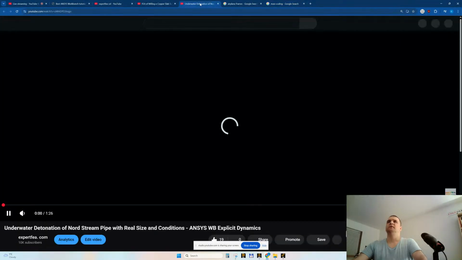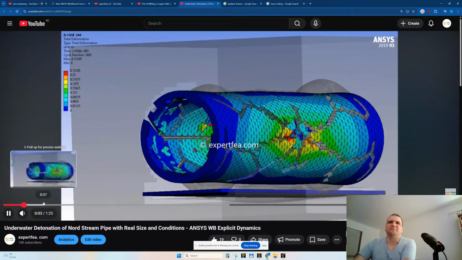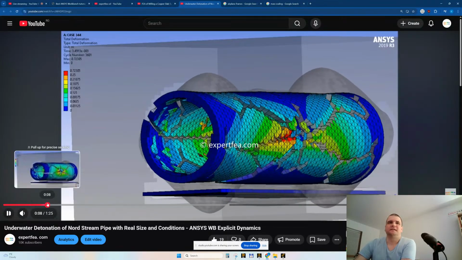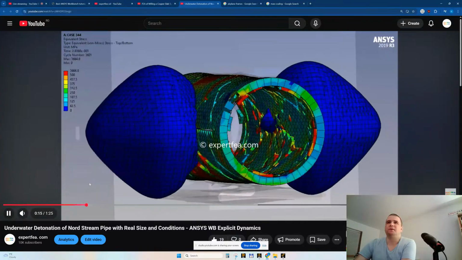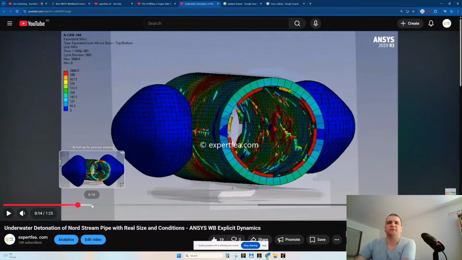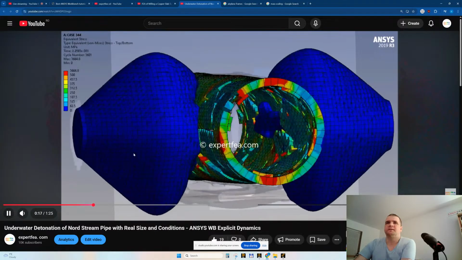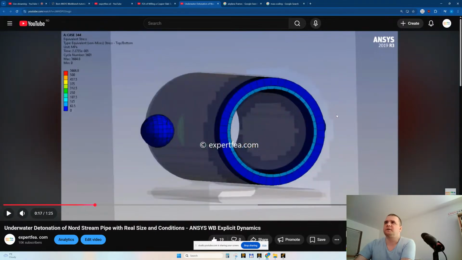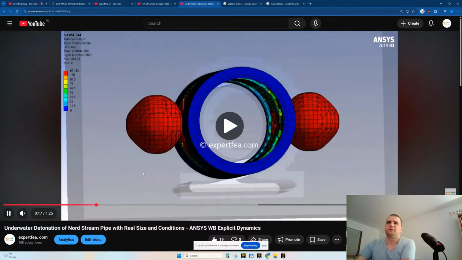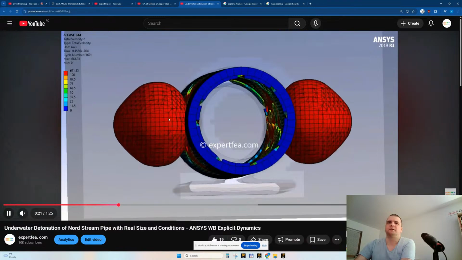So I would have wanted to see more. This is complex. I made the simulation because I wanted to see what happened in the Nord Stream pipe. And yes, there are two blast loads, one here and one here, and they crack the pipe. Yeah, and everything is underwater.